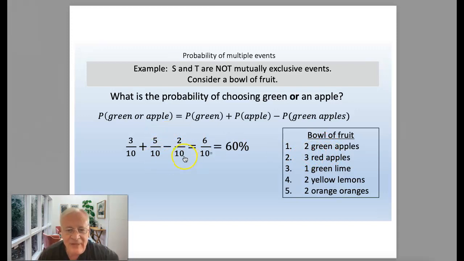All right, but I have to subtract out the green apples. There's 2 of them. Because I added the 2 green apples here in the 3/10. They're in there. And I added the 2 green apples in the 5/10. That's in there too. So I got to subtract one of those out. All right, the probability that they both happen at the same time. I end up with 6/10 or 60%.